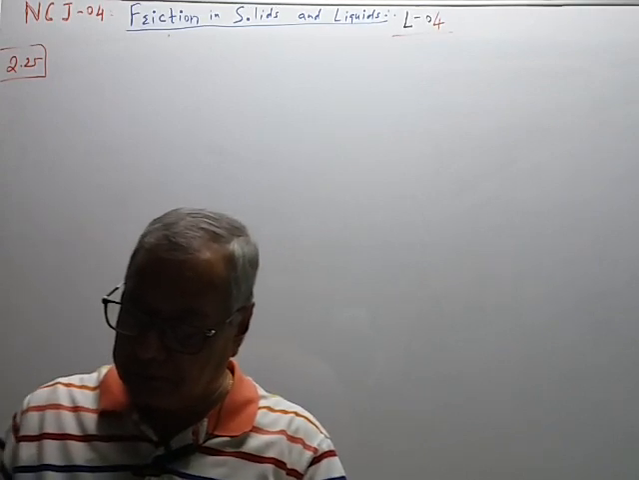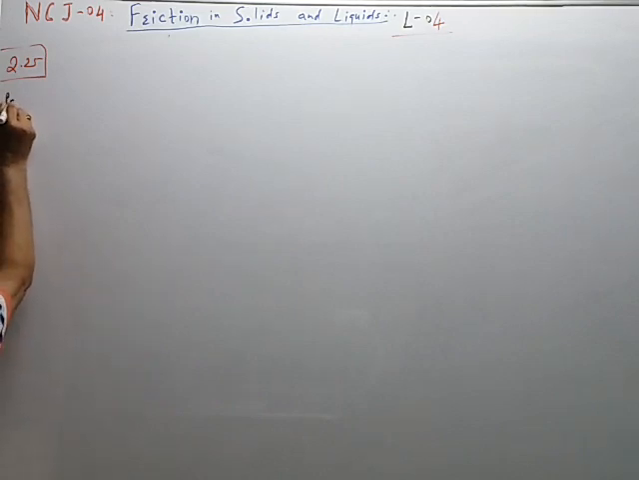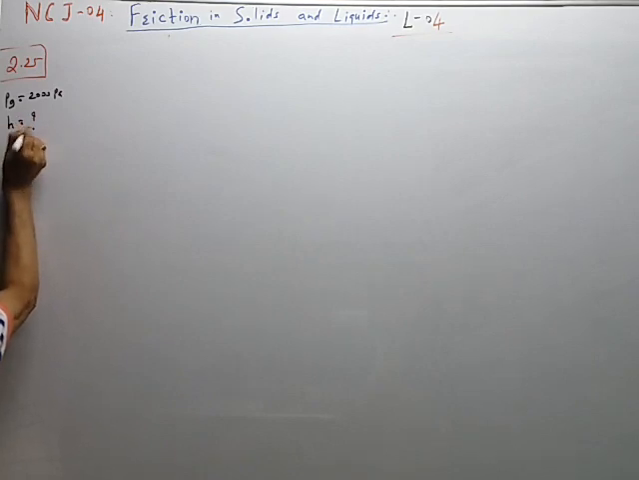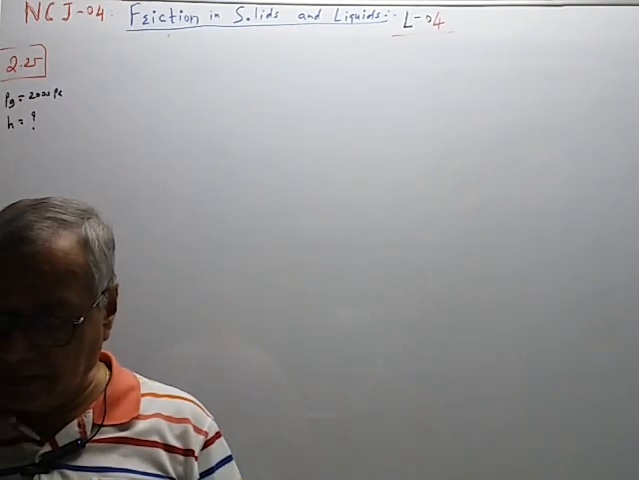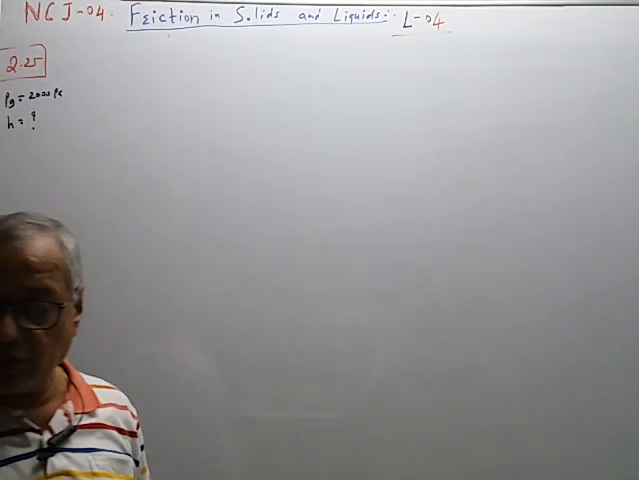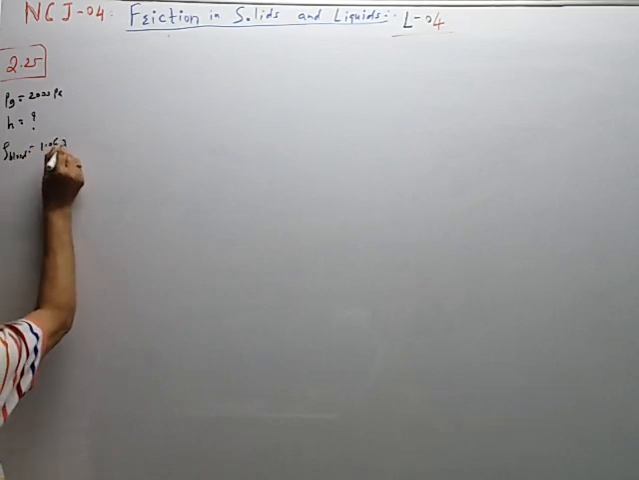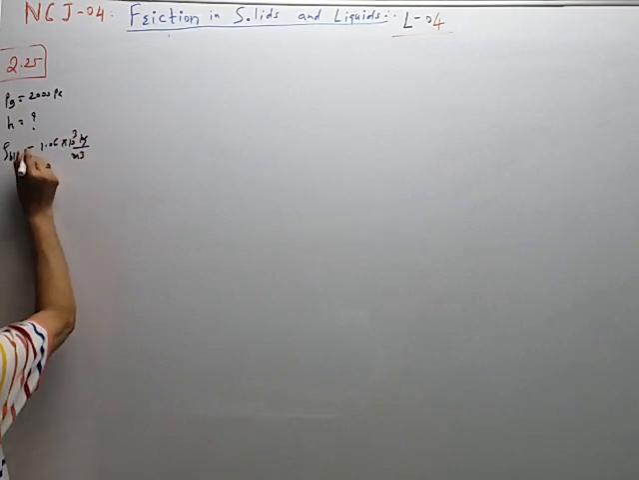So gauge pressure Pg is given as 2000 Pascal. Then height h is equal to question mark. At what height should the blood bottle be kept? Density of the blood is equal to 1.06 into 10 raised to 3 kg per meter cube.